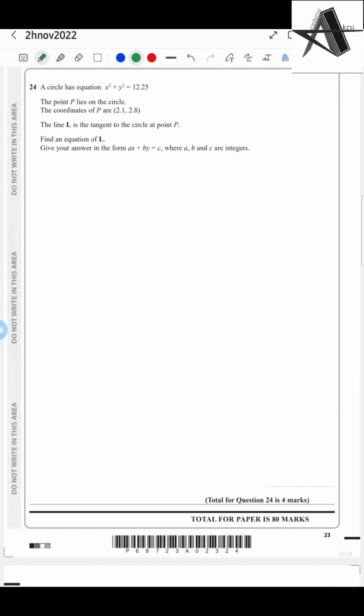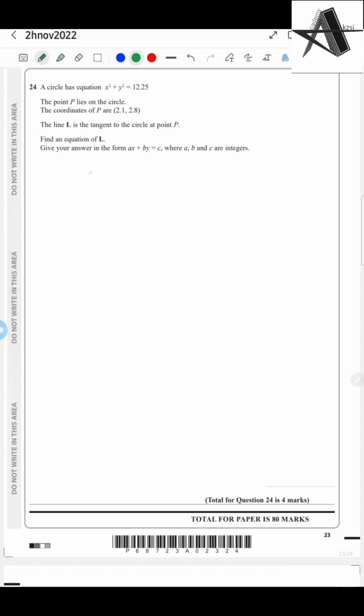A circle has equation x squared plus y squared equals 12.25. The point P lies on the circle. The coordinates of P are (2.1, 2.8). The line L is the tangent to the circle at point P. Find an equation of L and give your answer in the form ax plus by equals c.